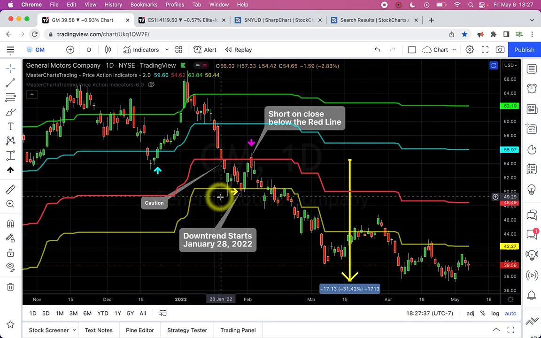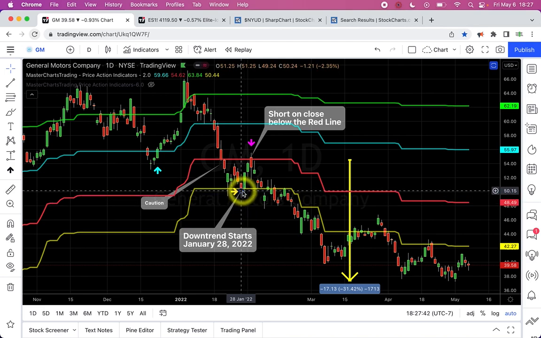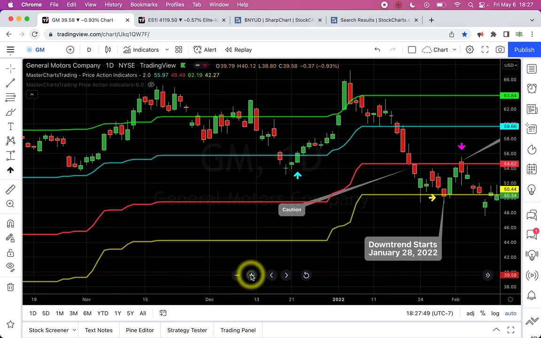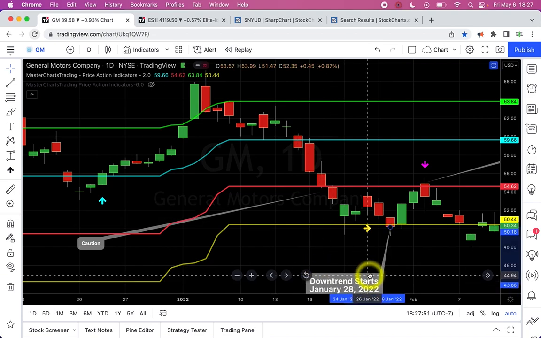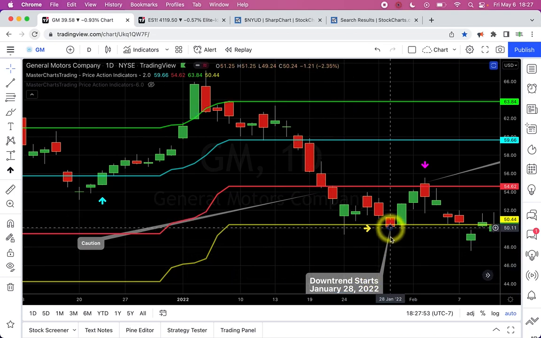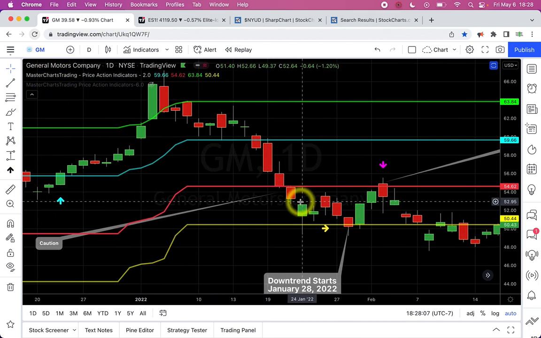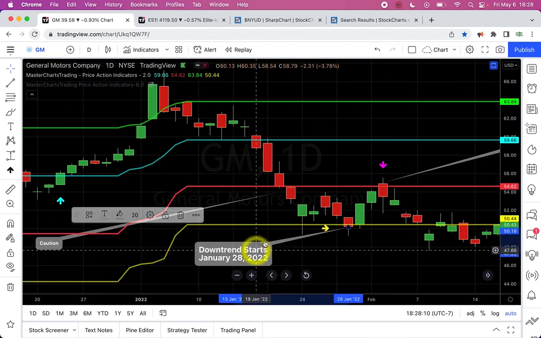So on this chart, we saw that right there on the 28th of January, we had a close below the yellow line. So that's all we needed to know as far as when the bear market started, when the downtrend began. And the downtrend began there on the 28th of January. Then what we do is we wait for a bounce towards the red support resistance line. Again, you need this line, it's MasterCharts Trading price action indicators. You'll just simplify your life so much.